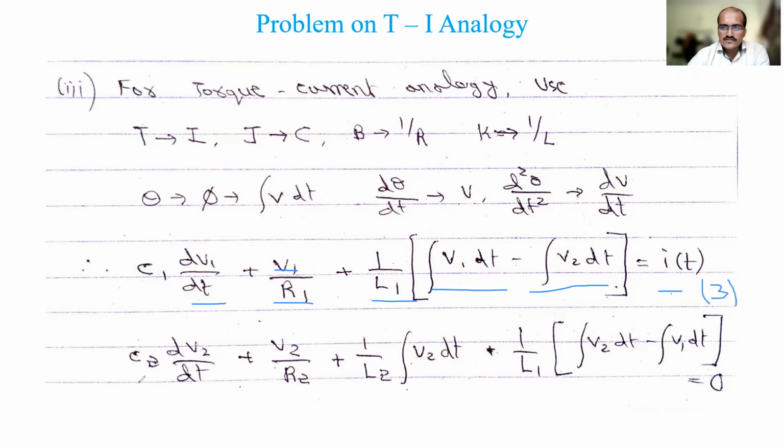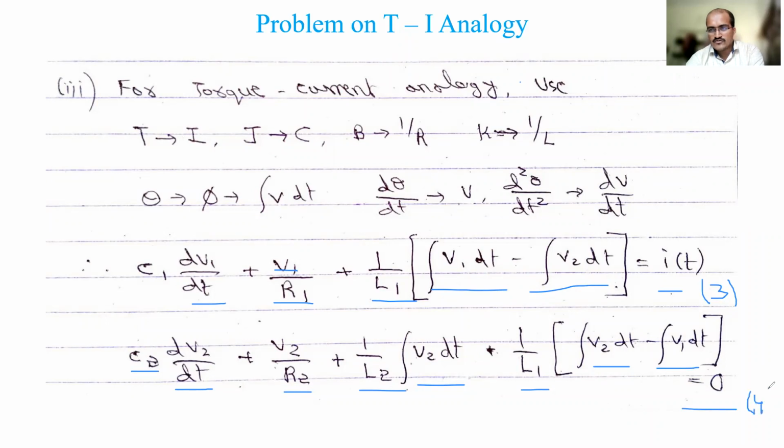Similarly for equation 2, if you substitute, J2 is there, C2, then d square theta 2 by dt square is dV2 by dt. Then you had B2, which is 1 by R2, and then d theta 2 by dt is V2, so V2 by R2 is written. Then K2 is there, the self element, 1 by L2, with theta 2, integration V2 dt. Then K1 was there, the mutual element, so it is 1 by L1 times theta 2 minus theta 1, that is integration V2 dt minus integration V1 dt, equal to 0. So this is your equation number 4.